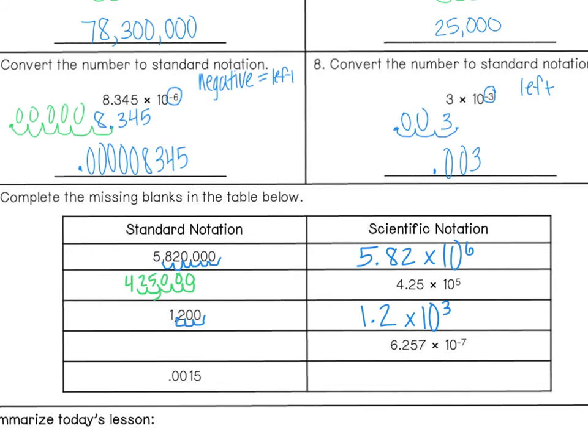And then to convert 6.257 times 10 to the negative 7th, I am going to move my decimal over to the left 7. So 1, 2, 3, 4, 5, 6, 7, and there's your answer.